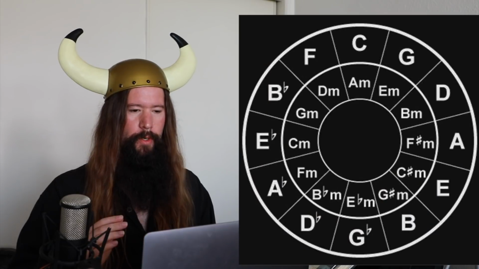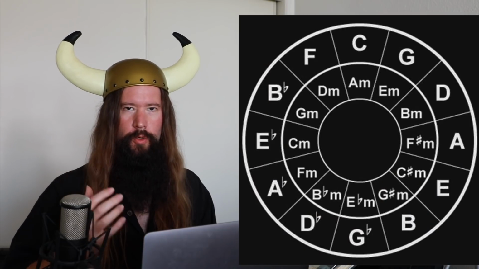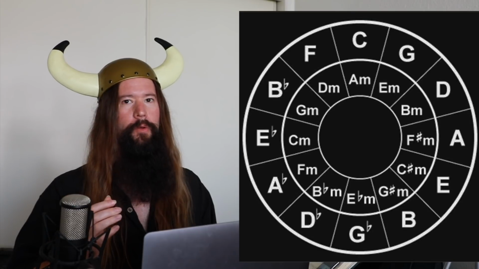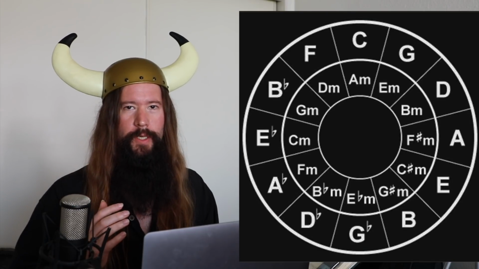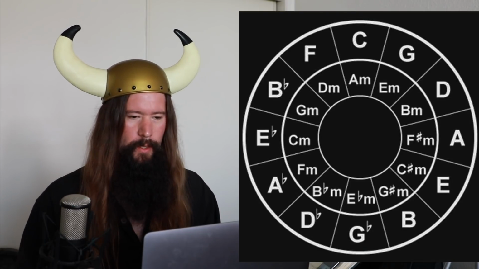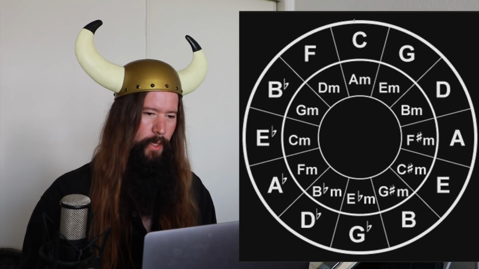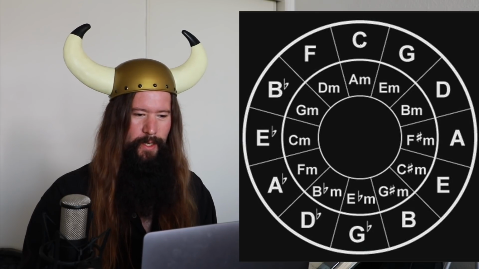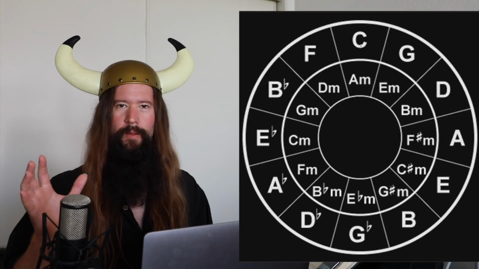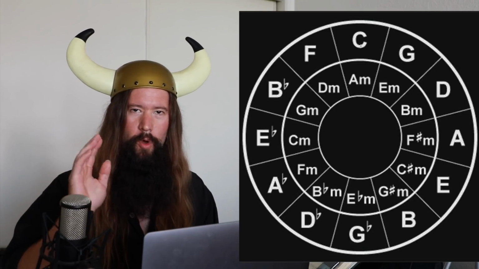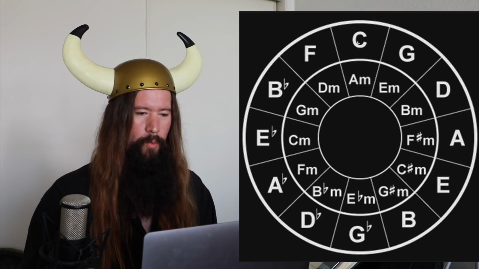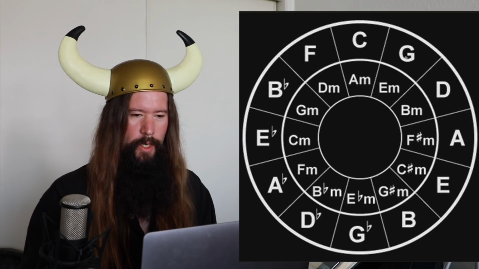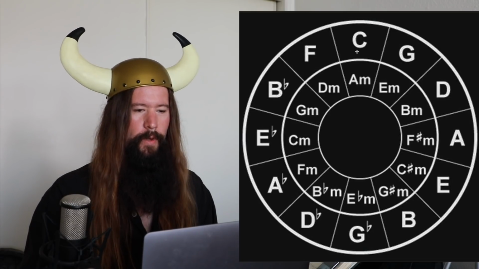Okay, let's get to the circle of fifths. So here it is, the infamous circle of fifths. And I'm telling you, I can't imagine trying to make sense of music without this thing. Here's how it works. At 12 o'clock, we've got C. Now, the key of C has no sharps or flats, and we'll talk about that more later. But what I want you to get familiar with is just the general outline of how this thing works.